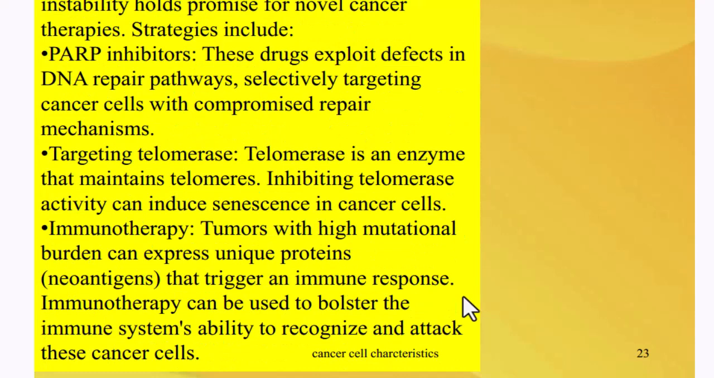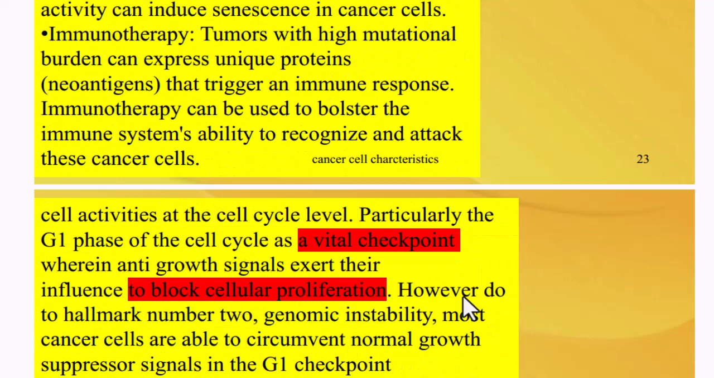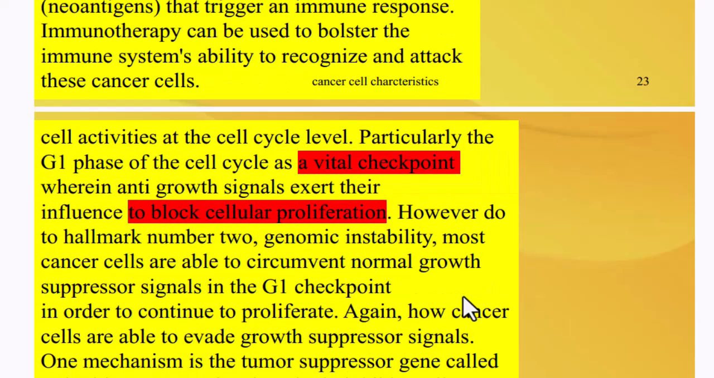Immunotherapy. Tumors with high mutational burden can express unique protein antigens that trigger an immune response, and this holds promise for new therapy. Cell activities which improve the immune system's ability to recognize and attack these cancer cells, improve the immune system's ability to attack these tumor cells.